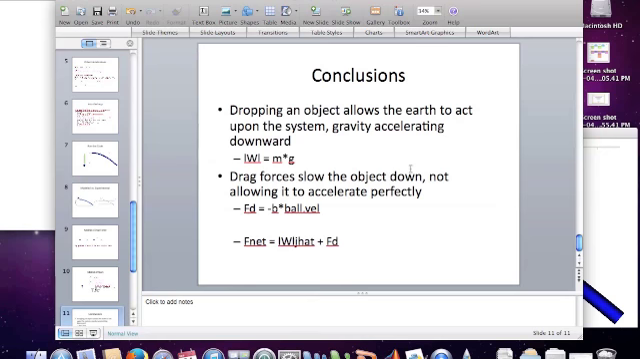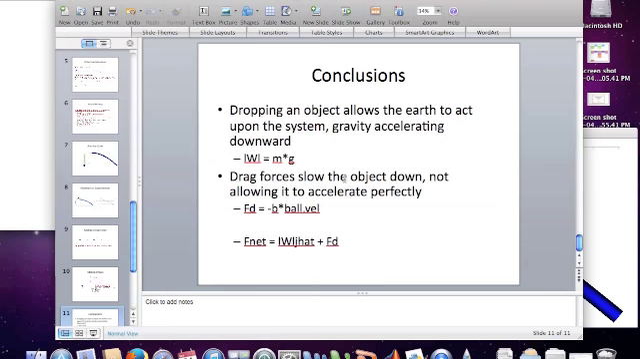Some conclusions we may have. Dropping an object allows the Earth to act upon the system, gravity accelerating downward. We can see that the magnitude of the weight force is equal to mass times gravity. To get the actual force, all we need to do is multiply it by the unit vector, 0, 1, 0.